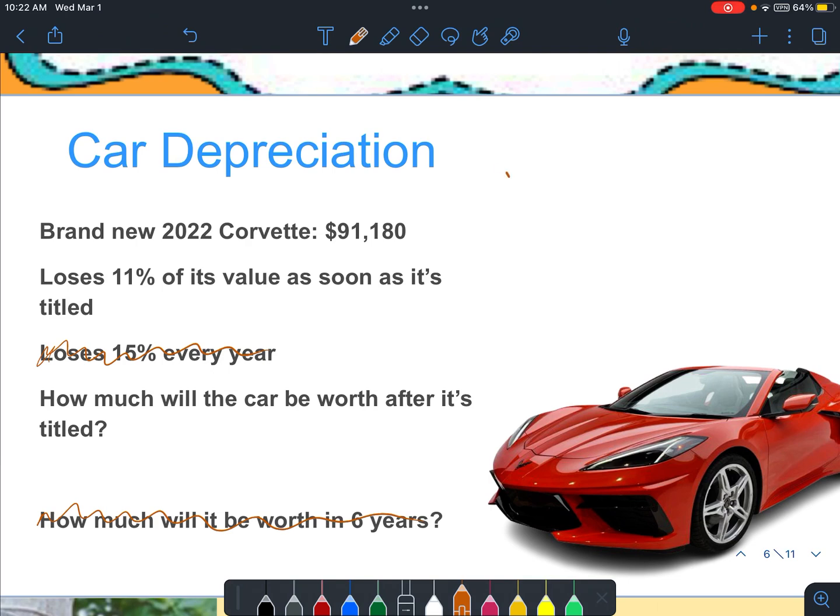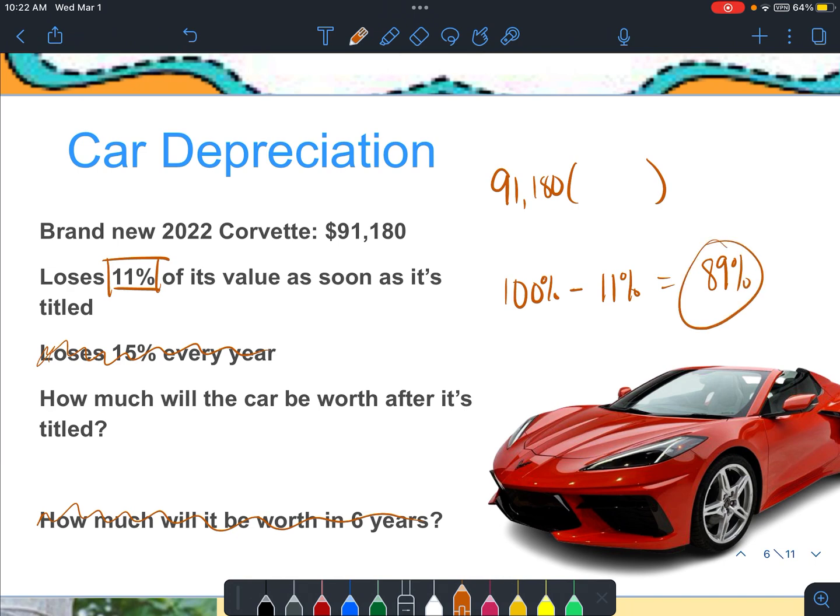But so our initial value is 91,180. That's going to be a decay. Now it's going to lose 11%, right? We don't get to keep 11%, but that's what we want to figure out, is that we are at 100%. We are going to lose 11%, which means we are going to keep 89%. Okay, so that means our rate then can't be a percent, so we're just going to move it into a decimal, so it's 0.89 to the t, which in this case it's only going to happen one time.